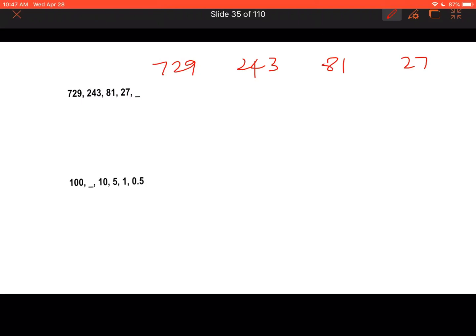So we'll just try out whether it is getting divided by 3. Yes, 729 divided by 3 is 243. And 243 divided by 3 is 81. 81 divided by 3 is 27, and 27 divided by 3 is 9, which is the answer.